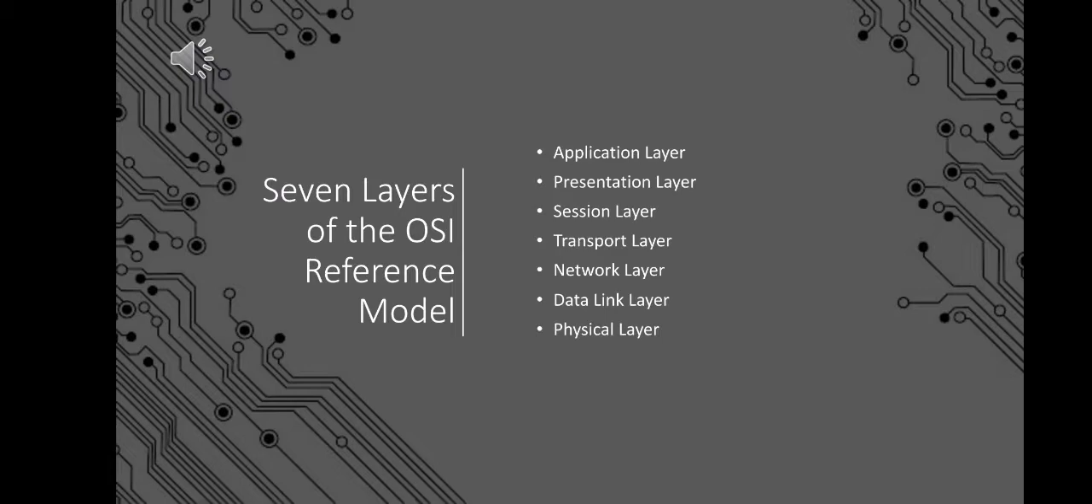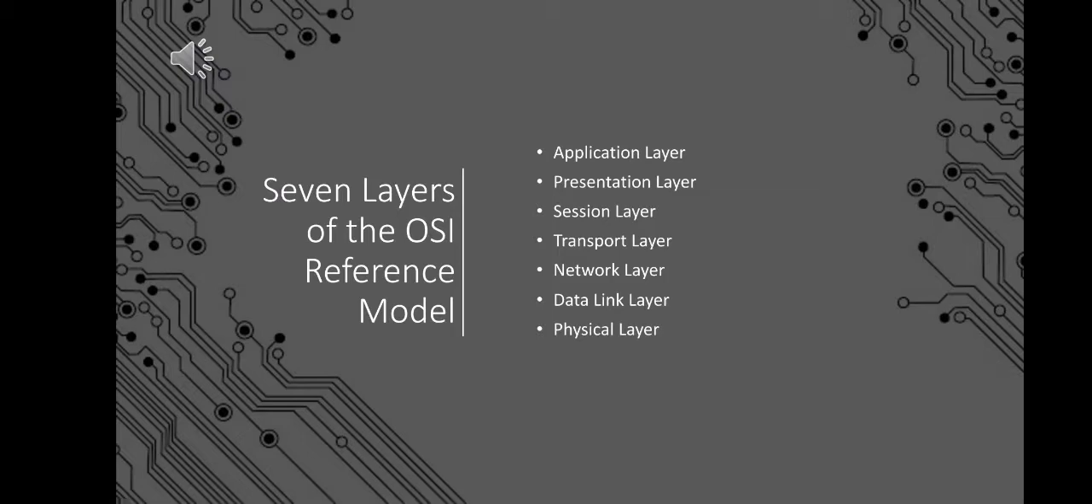The 7 layers of the OSI reference model. First layer is the application layer. It is an abstraction layer that specifies the shared communications protocols and interface methods used by hosts in a communication network.